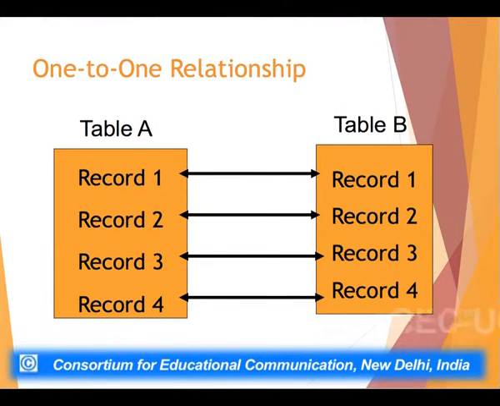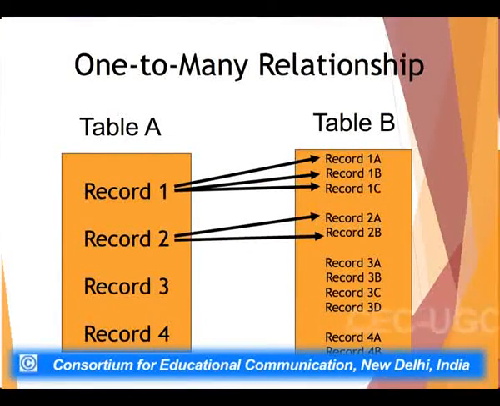So, this diagram here shows a one-to-one relationship where each record in table A is associated with only a single record in table B. There is only a single line which is connecting one record of table A with another record of table B. So, this type of relationship is known as one-to-one relationship.